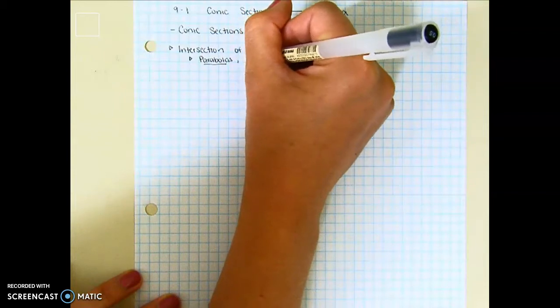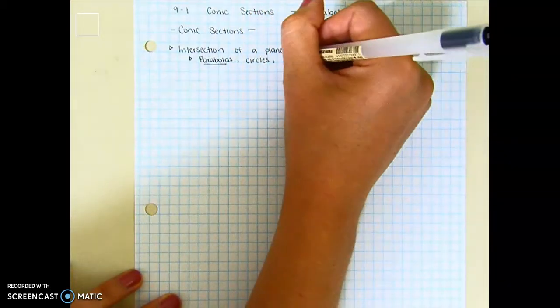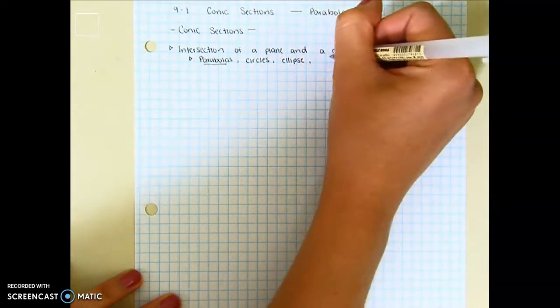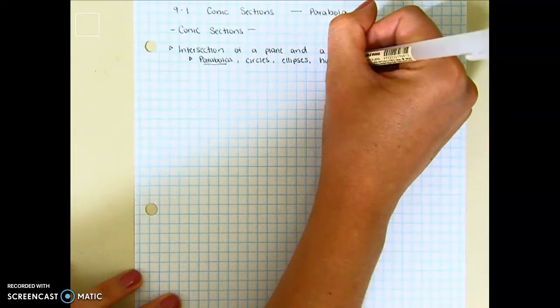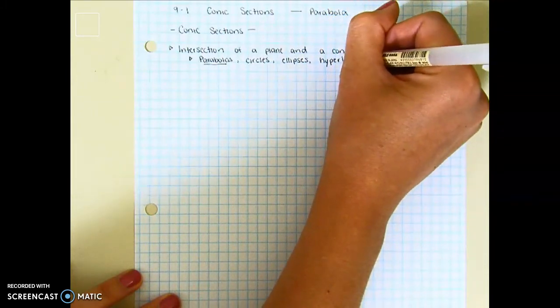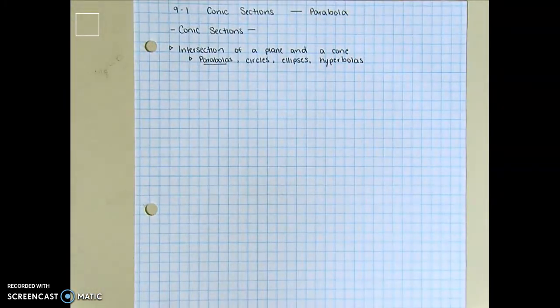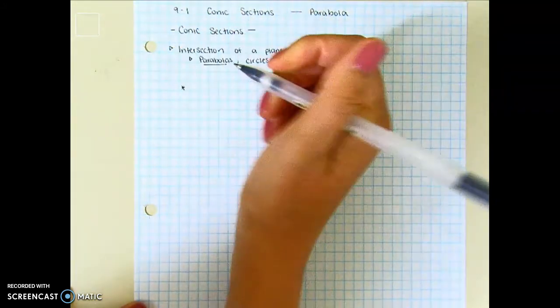There are also circles, I'm pretty sure you learned in geometry, ellipses, and hyperbolas. But again, our main focus is going to be parabolas. So let's talk about a parabola. So this is going to be a little bit different.